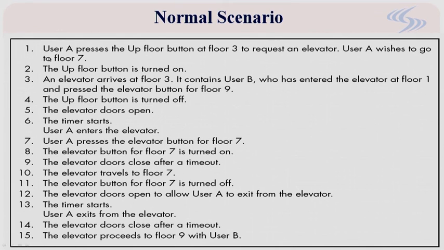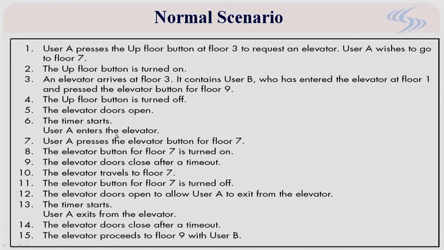Step 1. User A presses the up floor button at floor 3 to request an elevator. User A wishes to go to floor 7. The up floor button is turned on. An elevator arrives at floor 3. It contains user B, who has entered the elevator at floor 1 and pressed the elevator button for floor 9. The up floor button is turned off, and then the elevator doors open, and the timer starts.